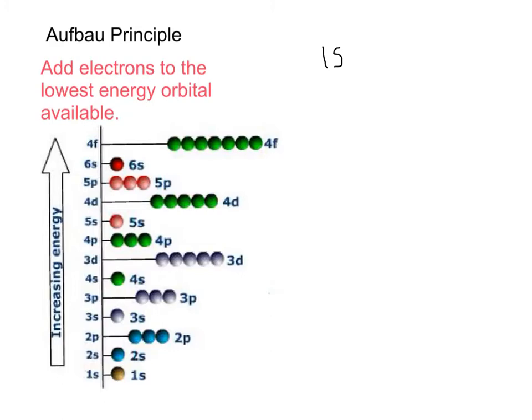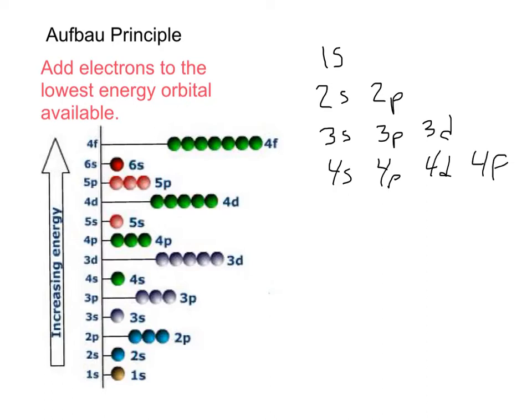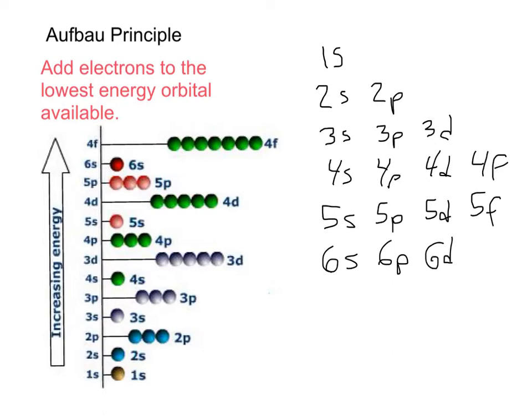You start by writing 1s, right under that write 2s, and just to the right of it 2p. Then underneath that, in the third row, 3s, 3p, 3d, 4s, 4p, 4d, 4f, 5s, 5p, 5d, 5f, 6s, 6p, 6d. We could write 6f, but there are no elements on the periodic table that have electrons in 6f, so we'll just skip that, and then we'll go 7s and 7p.